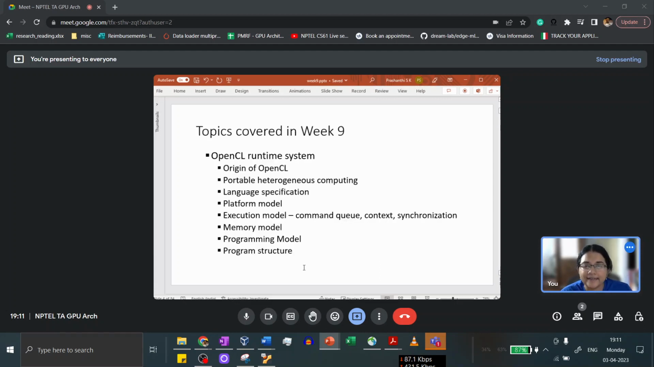Week 9 was mostly about OpenCL. We started off talking about how and why OpenCL originated. We also spoke about how it caters to a heterogeneous set of devices, and then we looked at its language specification, its platform model, execution model, synchronization, memory model, programming model, and some sample programs to understand the program structure. This was broadly what we covered, and most of the questions will focus on the same thing.